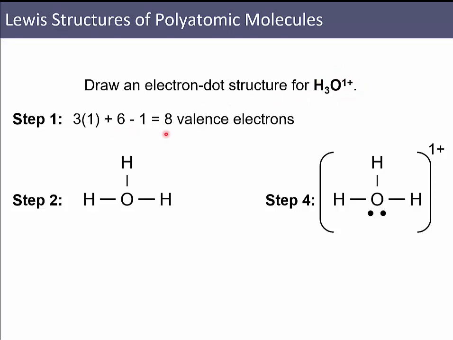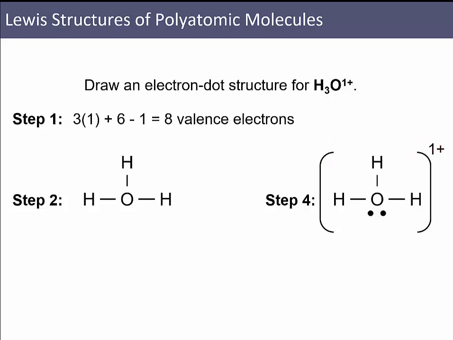We still do the same steps in terms of hooking up our atoms with our backbone. So our oxygen is in the middle. We've used 2, 4, 6, right? These hydrogens are all happy. We're going to put our remaining 2 electrons as a lone pair around the oxygen. We'll put this in brackets, and we'll put a +1 charge to indicate it's an ion.